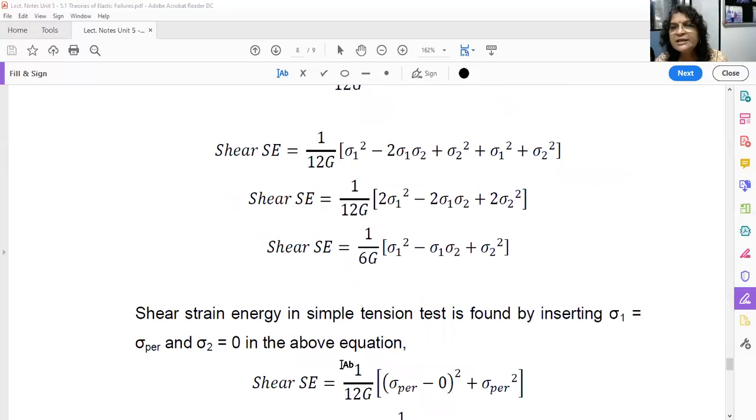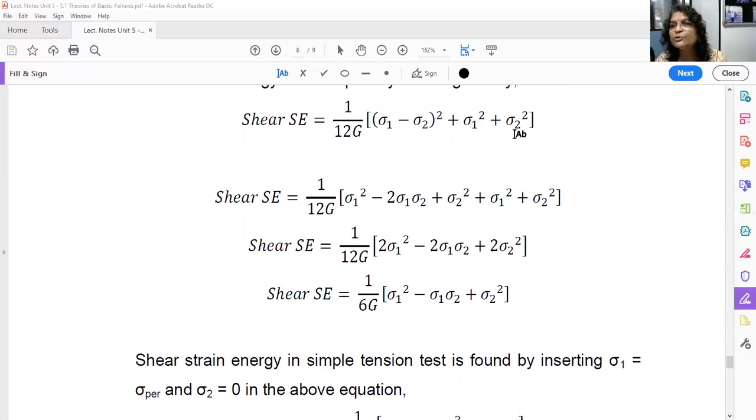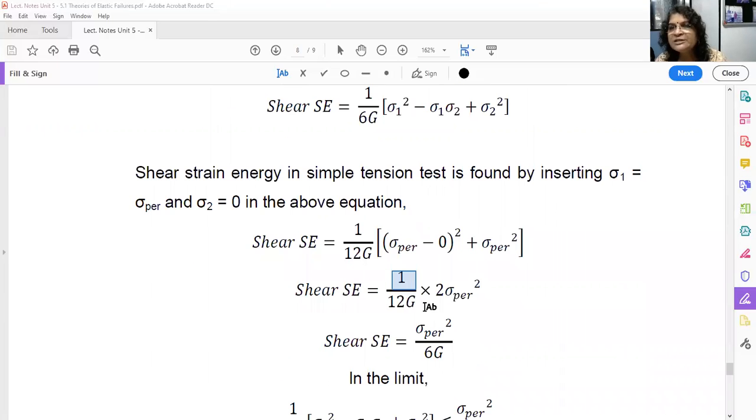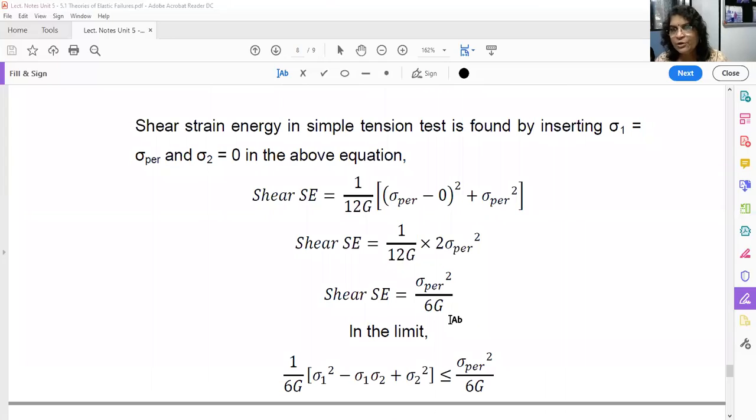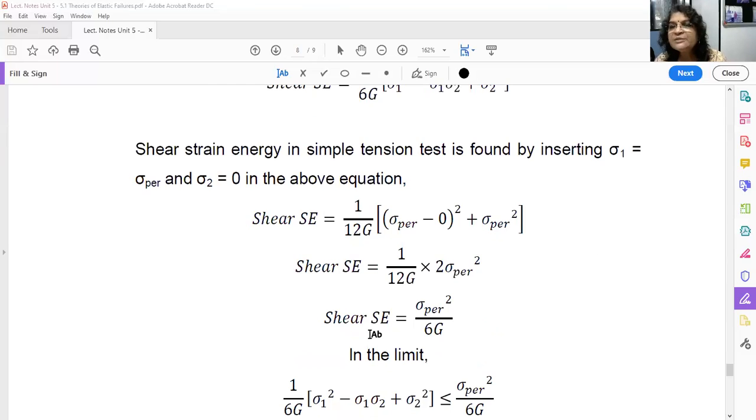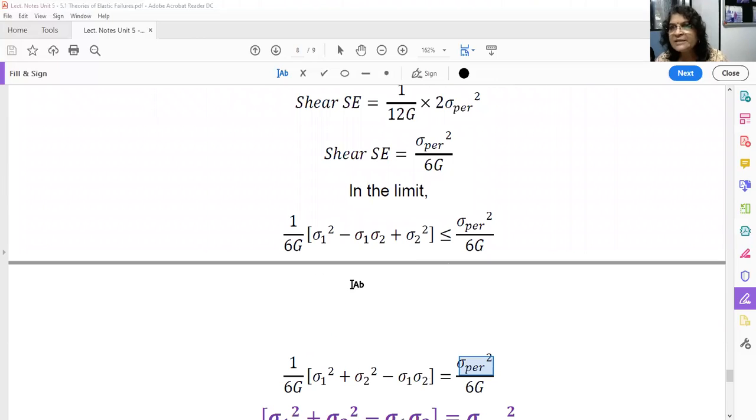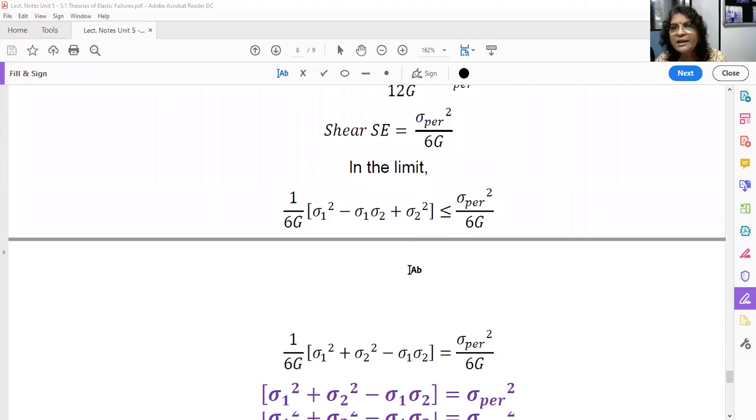So shear strain energy is equal to 1 upon 12G into bracket sigma permissible minus 0 bracket square plus sigma permissible square, and the other term is 0. This becomes 1 upon 12G into sigma permissible square plus sigma permissible square, which is 2 sigma permissible square. That will be sigma permissible square divided by 6G. Now equate this with the earlier one. The shear strain energy induced in a complex system must be less than or equal to the permissible shear strain energy in a simple tension test. In the limit, this should be less than or equal to this. So 6G will cancel out, and taking the equal sign, what are we getting?